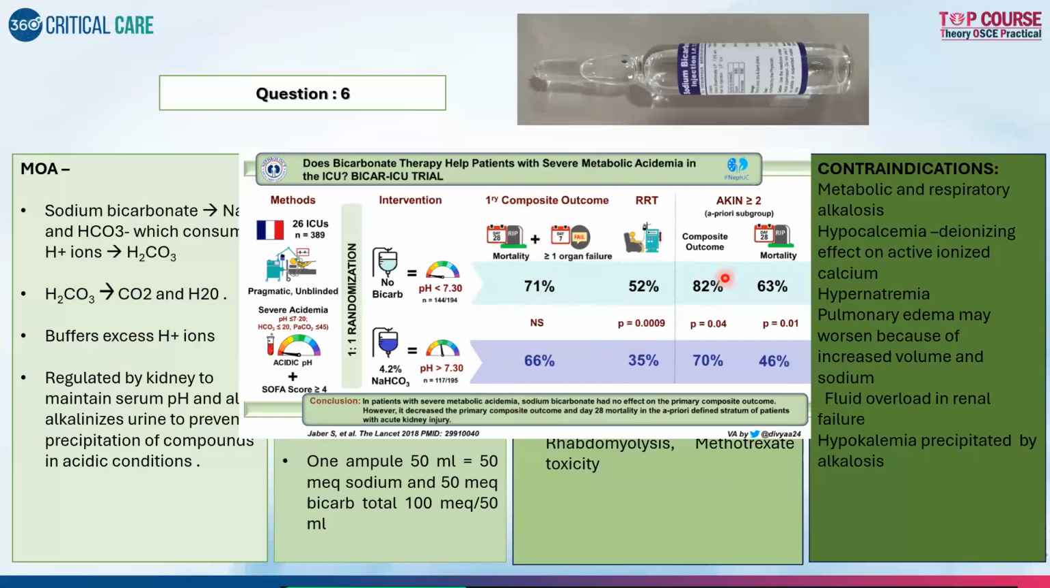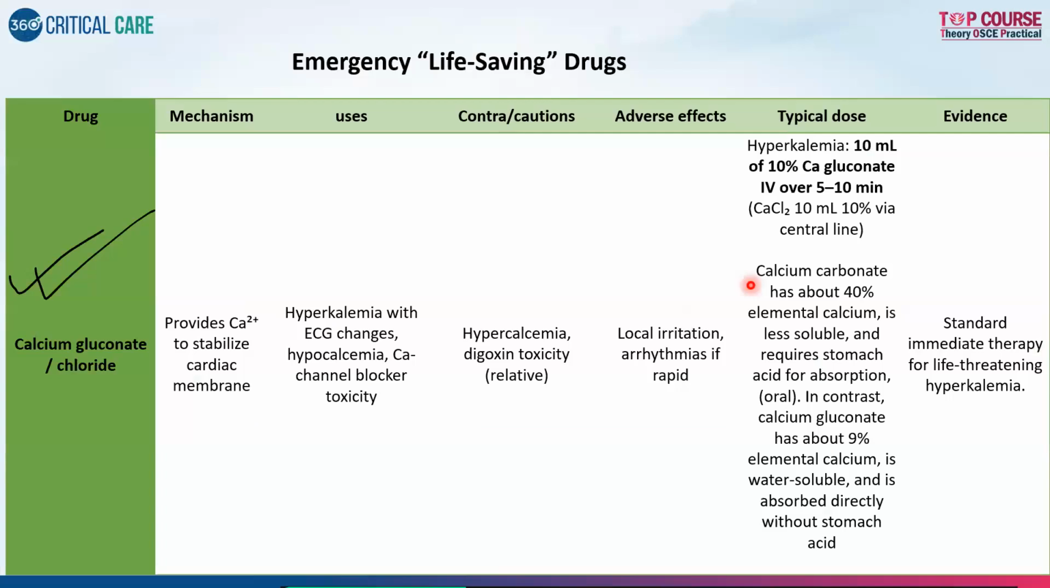So these improved or decreased in case of the renal failure patients compared to the other subset of patients. Another emergency life-saving drug we have is the calcium gluconate. So calcium gluconate, it provides stabilization. It is used in case of hyperkalemia with ECG changes, hypocalcemia, and calcium channel blocker.